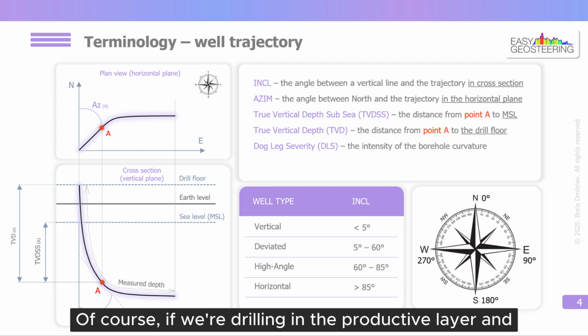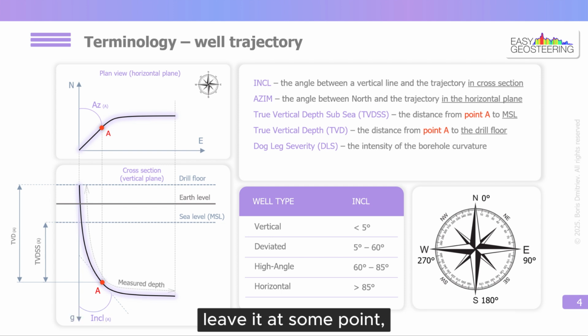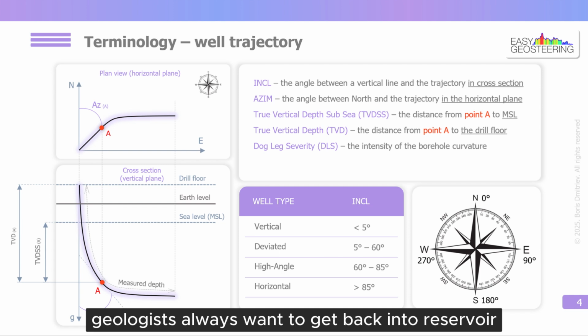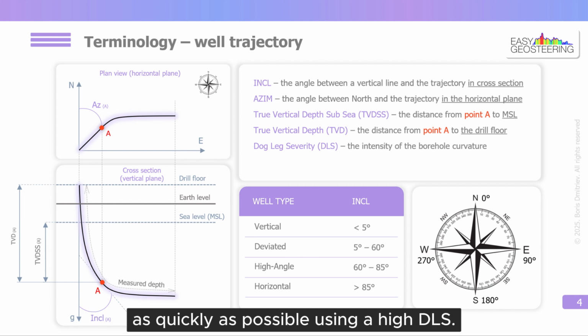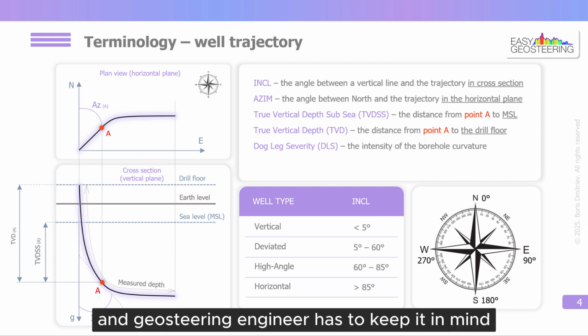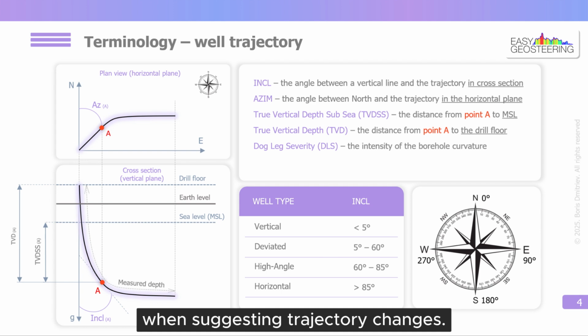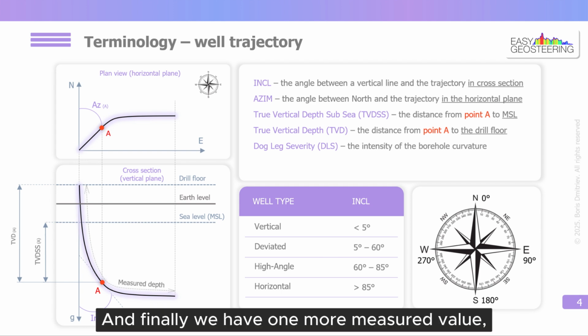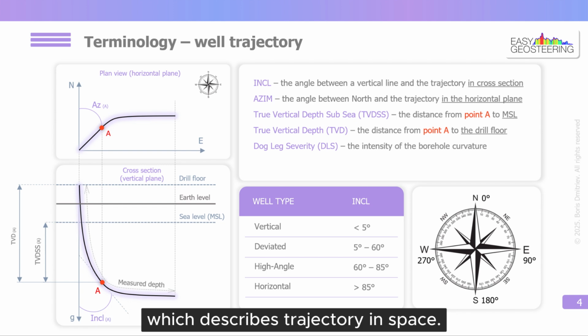Of course, if we are drilling in the productive layer and leave it at some point, geologists always want to get back into reservoir as quickly as possible using a high DLS. But what's the point if, for example, you will not be able to run a fracture assembly afterwards, right? That's why in certain projects there is a specific DLS limit, and geosteering engineer has to keep it in mind when suggesting trajectory changes.